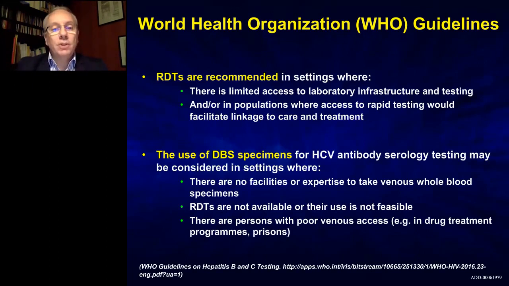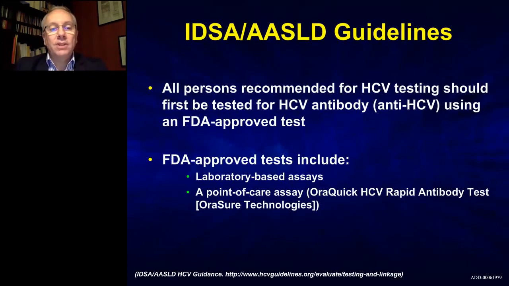This is what WHO says, and there have been other guidelines published recently, including the guidelines from the Infectious Disease Society of America and the American Association for the Study of Liver Diseases, which say that all persons recommended for HCV testing should first be tested for HCV antibody, anti-HCV, using an FDA-approved test. This is for the United States, and FDA-approved tests include laboratory-based assays, enzyme immunoassays, and one point-of-care assay, the Oraquick HCV Rapid Antibody Test, which is currently FDA approved in the United States.